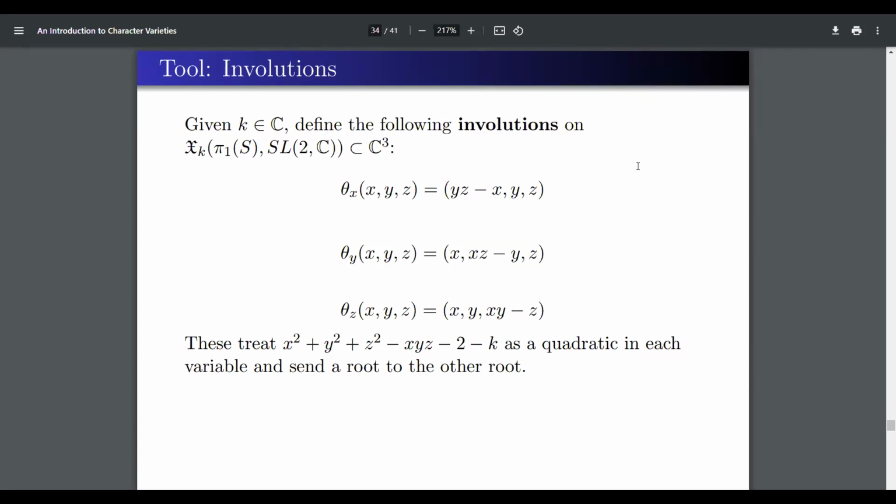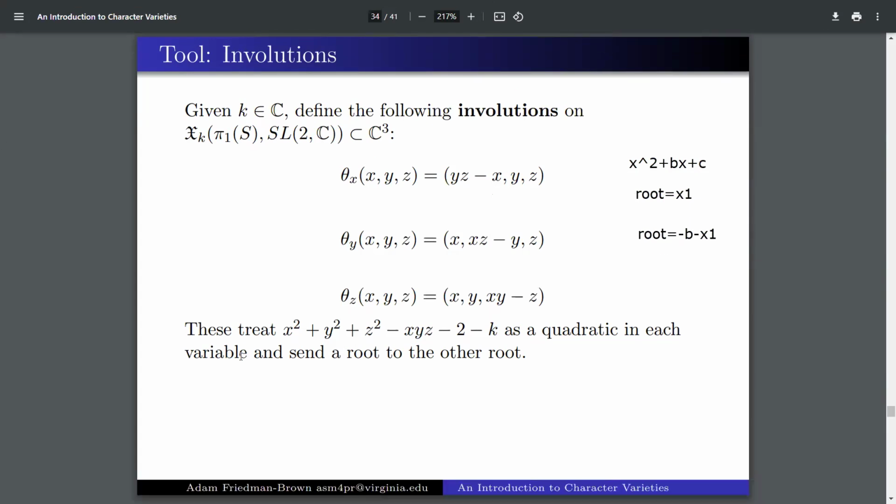If we have some equation x squared plus bx plus c, and we have a root equal to x1, then the other root is equal to negative b minus x1. That's a fun fact, and that's what these do. This is the negative b minus x right here in the quadratic equation. So it at least sends the relative character variety back to itself. And it's also order 2, because if you do it again, it just sends negative b minus x1 back to x1.